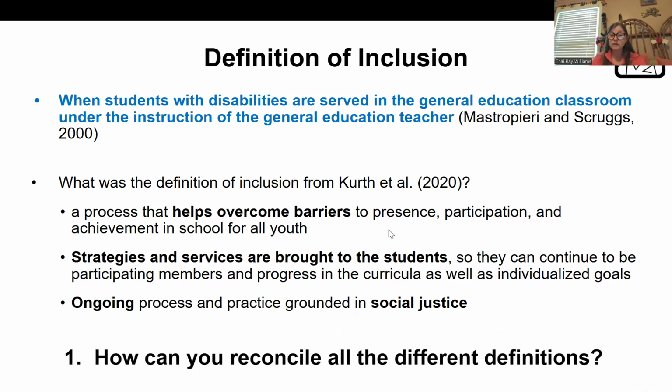And so what I want you to do now is to stop your video and do a quick write-up about how you reconcile all of these different definitions. Do you lean more towards one or the other? Is there a combination, or do you have your own definition? So stop your video, and after you answer that question, come on back and we'll keep going.